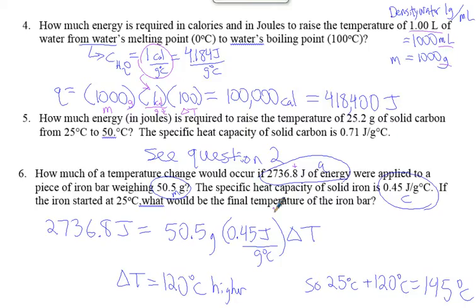The heat capacity of the iron is 0.45. That's our C. The iron started at 25 degrees Celsius. What would be the final temperature? So I usually, if I'm trying to find a final temperature, I will set up the Q equals MCΔT and I solve for ΔT first. So that's what I did. I plugged the values in, and I found my ΔT was 120 degrees Celsius. It means it's going to increase by 120 degrees Celsius. It started at 25 degrees Celsius, so 25 plus an increase of 120 is 145 degrees Celsius.